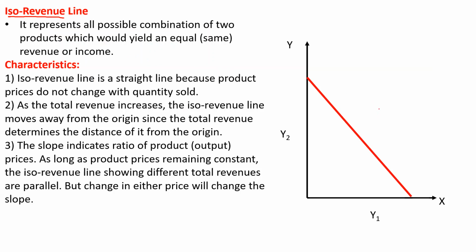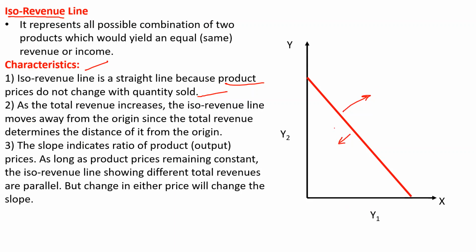As we have seen ISO cost, where cost is same, here revenue generated from the combination of two products will be same. Now characteristics of ISO revenue line. First, it is a straight line because product prices do not change with the quantity sold. जो भी quantity sold है price change नहीं होता, इसकी वजह से वो straight line. As total revenue increases, ISO revenue line moves away from the origin, since total revenue determines the distance of it from the origin. अगर total revenue increase हो रहा है तो वो origin से farther away move करेगा. अगर total revenue decrease हो रहा है तो वो origin के पास है, यहाँ parallel shift हो जाएगा.